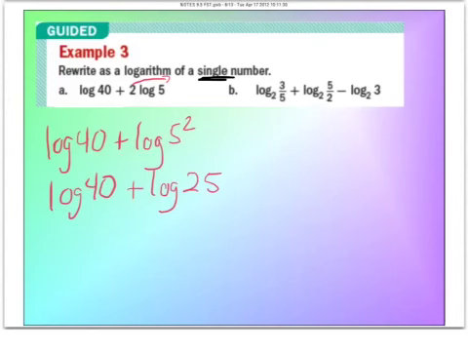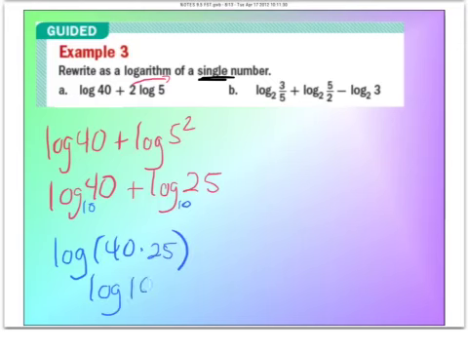Now, these are the same base. They happen to be base 10. Again, we don't write the base 10, but if you want to put it there, you can. Because they're the same base, I can continue to crunch them together. So you would go backwards here. This would be the log of 40 times 25, and that together is the log of 1,000.